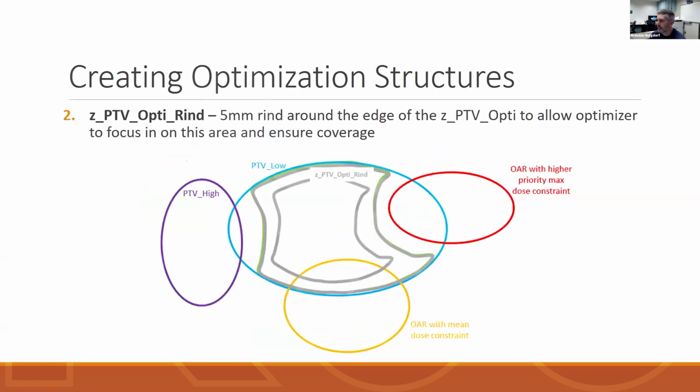Another structure that we found that's very helpful is the ZPTV Opti rind. This is a 5mm rind around the edge of the ZPTV Opti, which allows the optimizer to focus on this area around the edge of the target and ensure adequate coverage of that area. Sometimes you may notice that the edges of your PTV are a little bit cooler than the center, and that may just be because the optimizer struggles to cover the periphery of the target. So this helps the optimizer focus on that area a little bit more and ensure that we're getting coverage all the way out to the edge of the PTV, or the ZPTV Opti in this case.